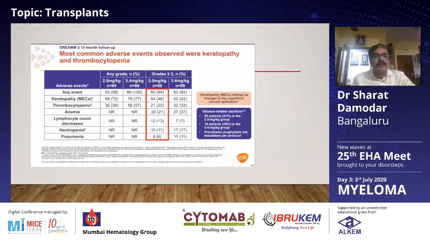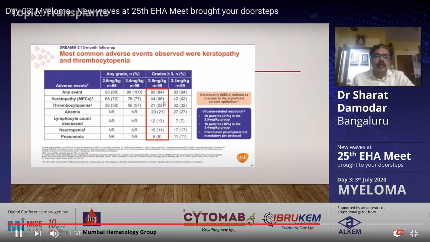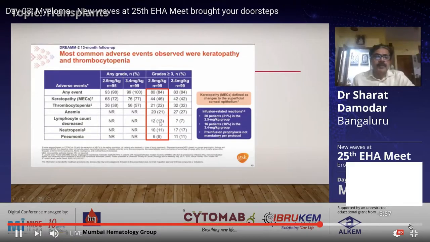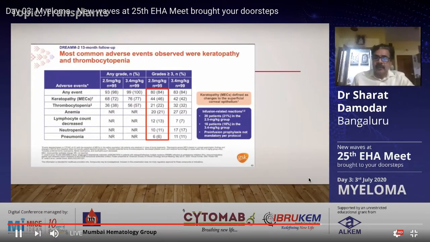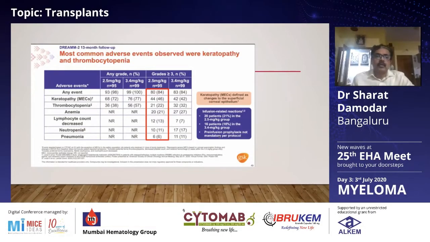What were the adverse events? Clearly, I did mention the ocular toxicity. So keratopathy is a big problem. There's about 42 to 46% in both the dosages which were used. You've got thrombocytopenia, anemia of about 20% each, and neutropenia in the 11% range. So there are clearly side effects which you need to look at, and this is one of the reasons why this study was focusing on that and tried to focus on the lower cell dose.